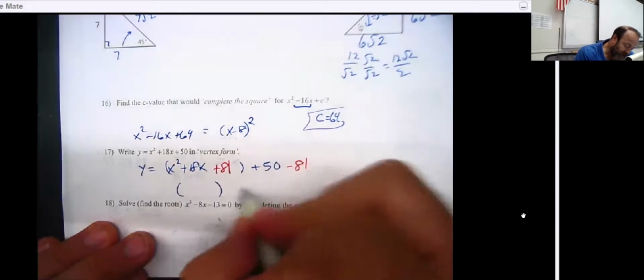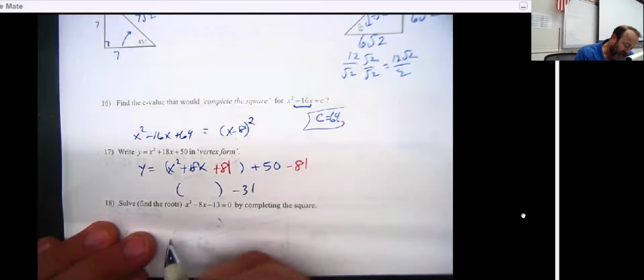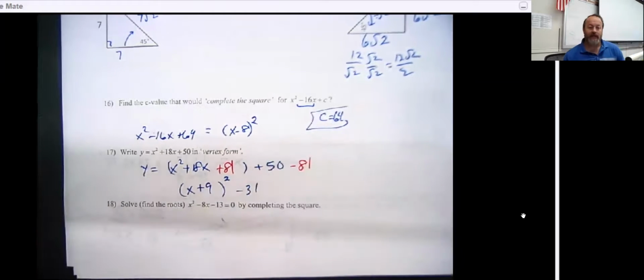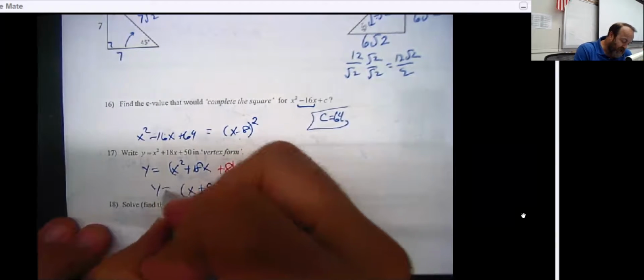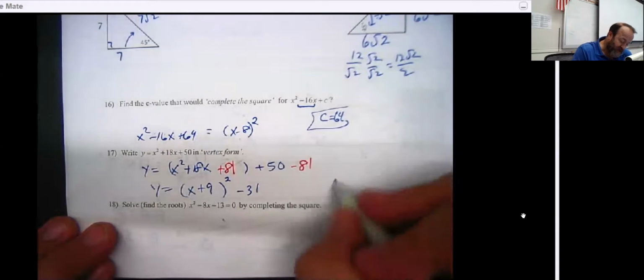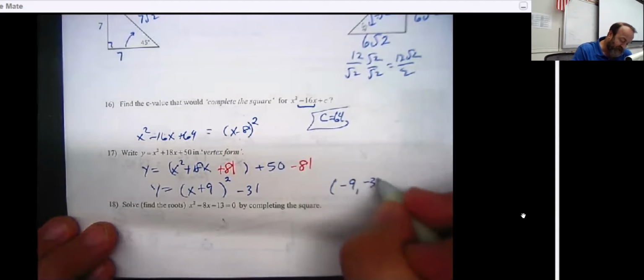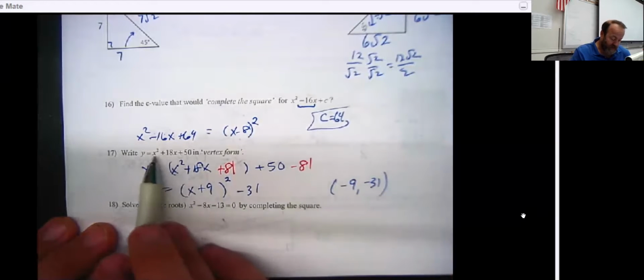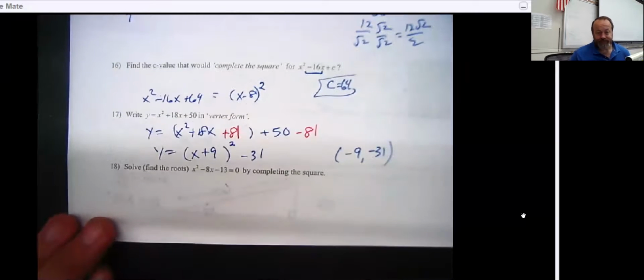And that means this portion simplifies to minus 31. This perfect square is x plus 9. And so that's really awesome because that's vertex form. That means this problem would have a vertex of negative 9, negative 31. And of course, we could use our 1, 3, 5 pattern to graph it.